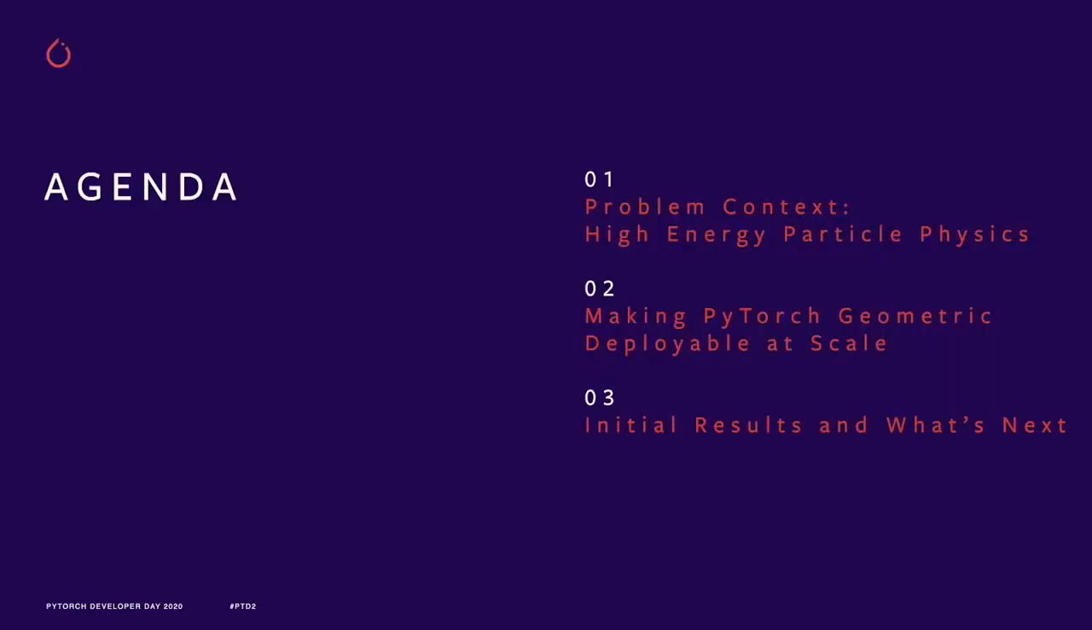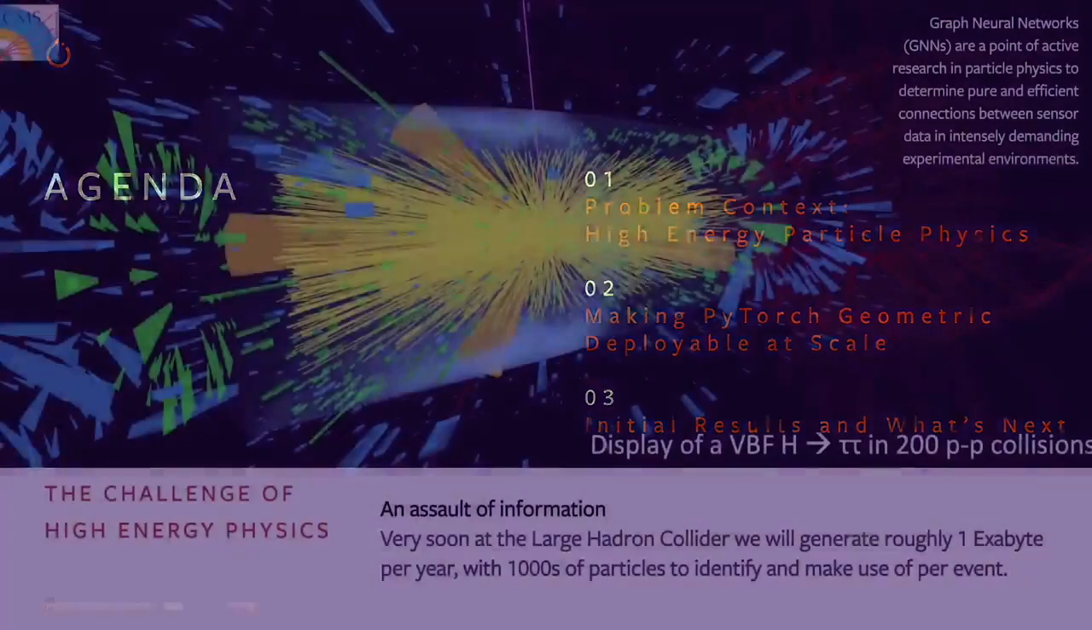To frame the discussion, I'll first start with my field of research, which is high-energy particle physics, and give the problem context so we know why we're going after this and why we needed graph convolutional operators in the JIT. Then next, we'll talk about how we did it and how we make it deployable at scale. And then finally, we'll talk about some initial results and what's next for this project.